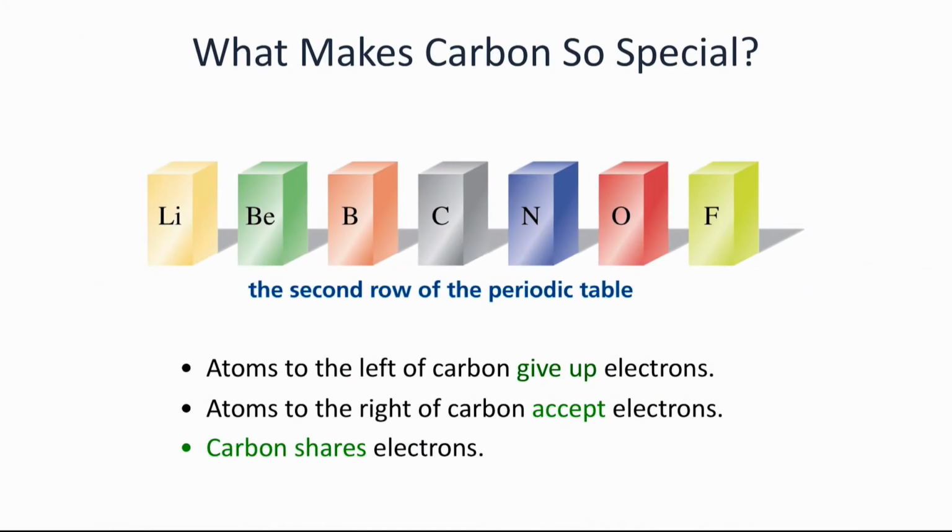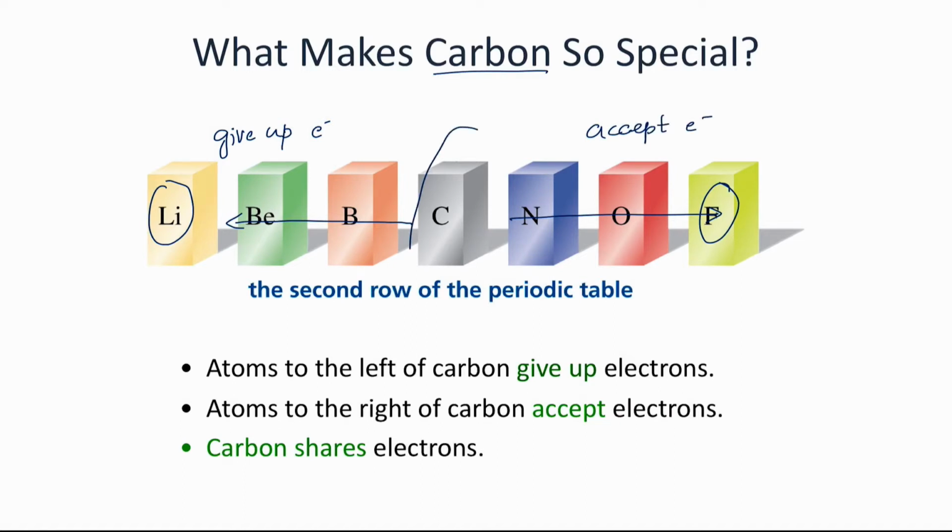So what makes carbon so special? If you look at period 2 in the periodic table, you notice that there is lithium on one end and fluorine on the other end. Notice that all of the elements before carbon are generally ready to give up electrons, but all of the elements after carbon are ones that accept electrons.